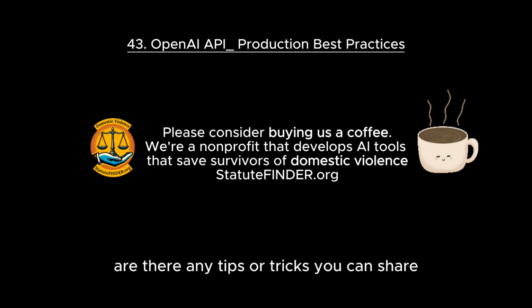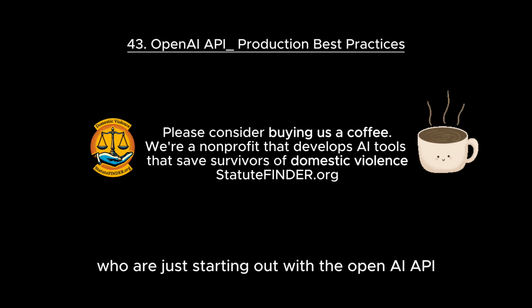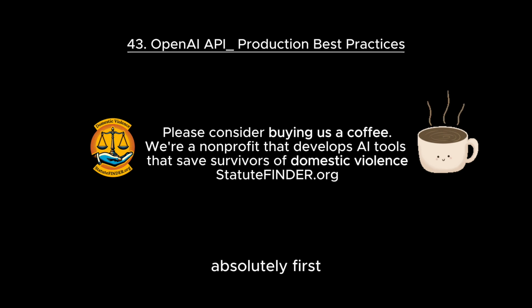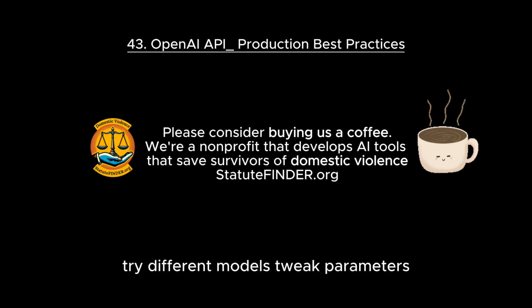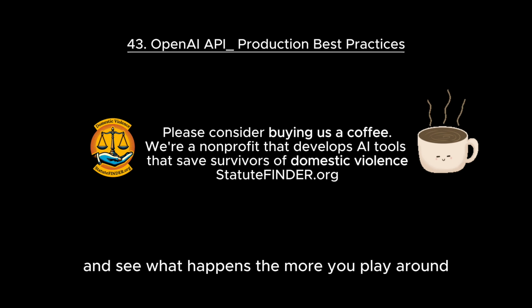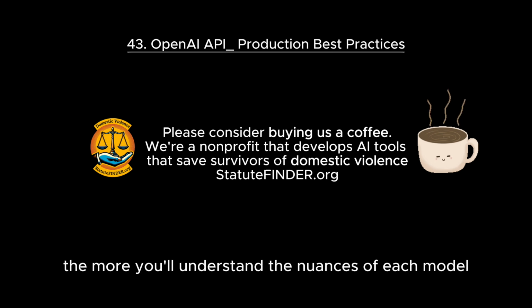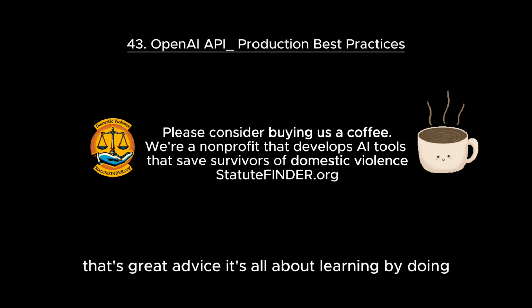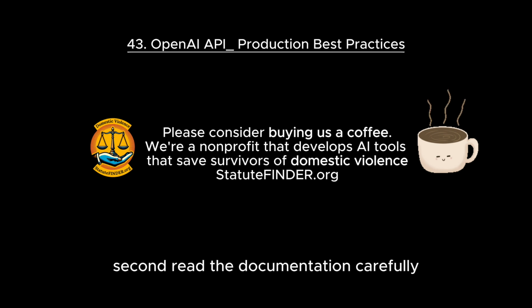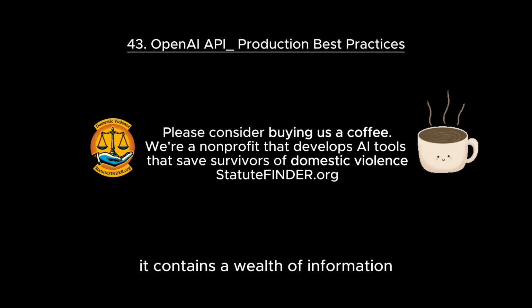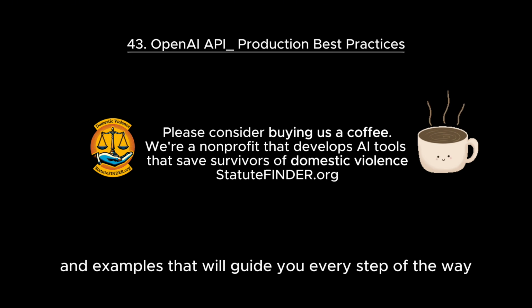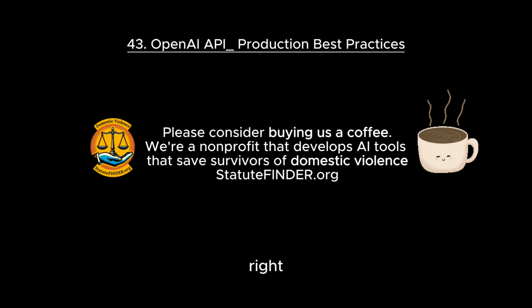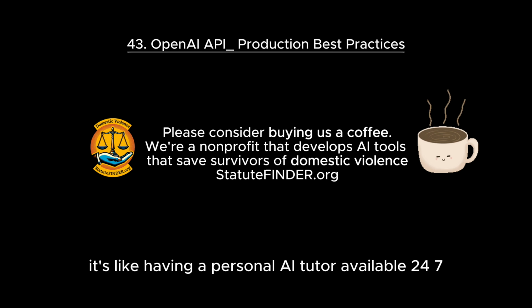Are there any tips or tricks you can share for beginners who are just starting out with the OpenAI API? Absolutely. First, don't be afraid to experiment. Try different models, tweak parameters, and see what happens. The more you play around, the more you'll understand the nuances of each model and how to get the best results. That's great advice. It's all about learning by doing. Second, read the documentation carefully. It might seem obvious, but the documentation is your best friend. It contains a wealth of information, explanations, and examples that will guide you every step of the way. Right, it's like having a personal AI tutor available 24/7.